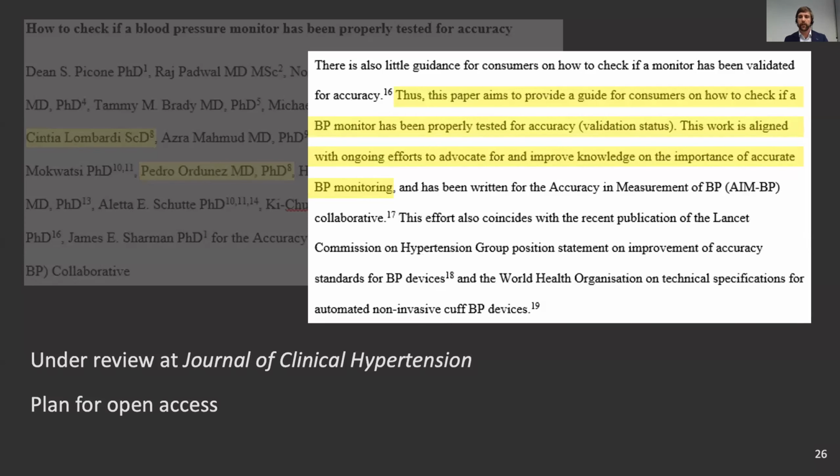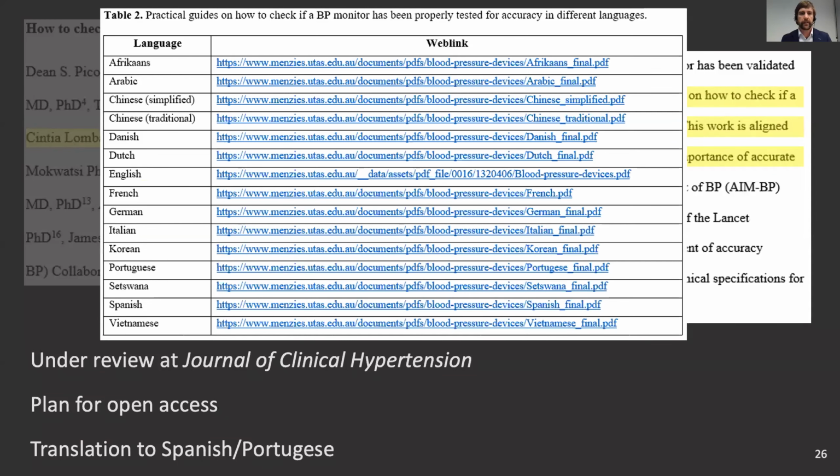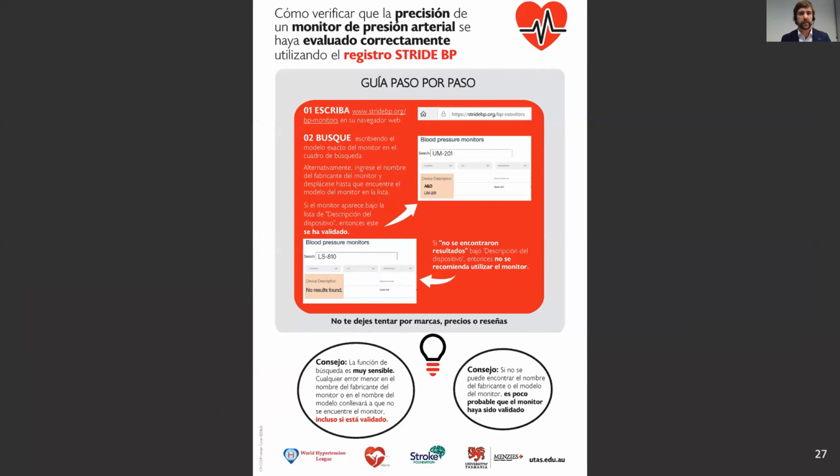There's plans to have this open access so everyone can access it, and also hopefully we can get it translated to Spanish and Portuguese. And you can see here a list. We've got this practical guide translated into a number of different languages. We're trying to make it as accessible to people as possible all around the world. Next slide, please.